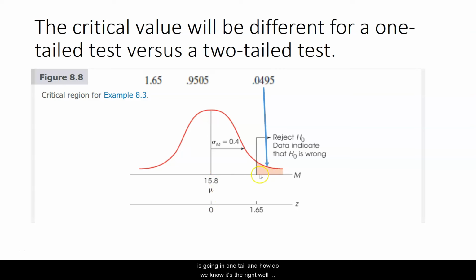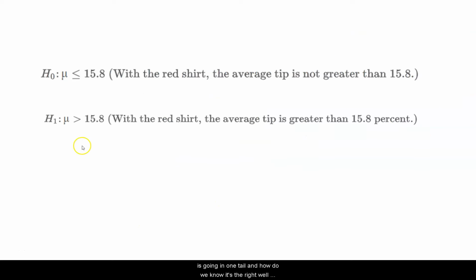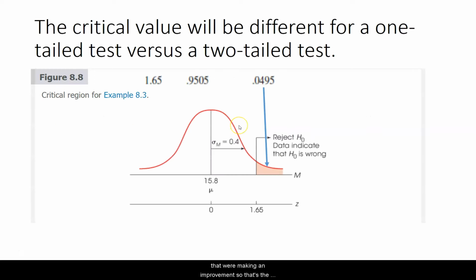And how do we know it's the right? Well, because we established in our alternative hypothesis that we're making an improvement. So that's the genesis of that. We'll come back to and complete this problem in the next clip.